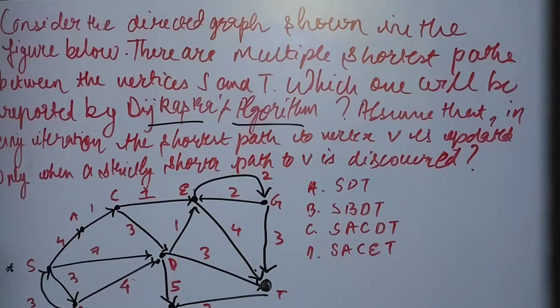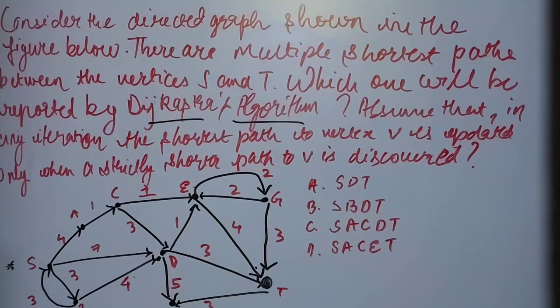Dijkstra is a greedy algorithm which is used to find the shortest path in a weighted graph. Assume that at any iteration the shortest path to a vertex V is updated only when a strictly shorter path to V is discovered. Means they are describing the relaxation condition here. They are saying that if there is a shortest path to V, then it will only be updated when another shorter path to V is discovered. Means that the new path must be less than the previous path which has been discovered.